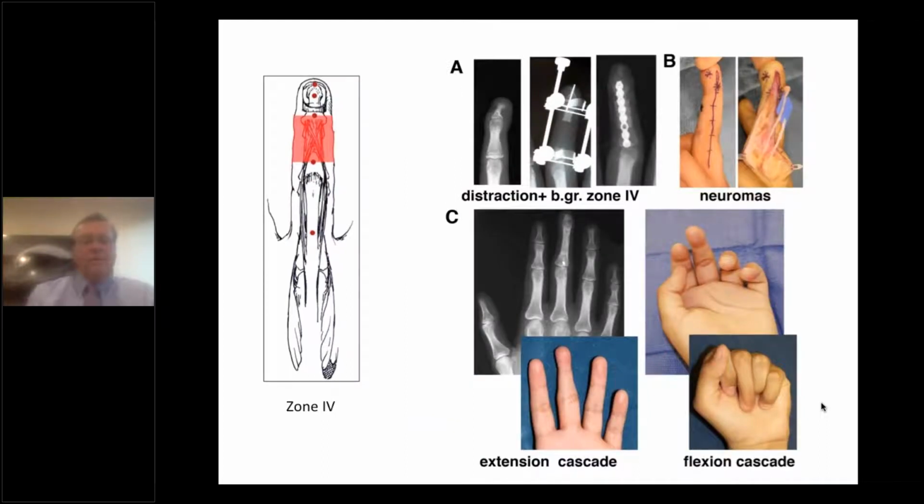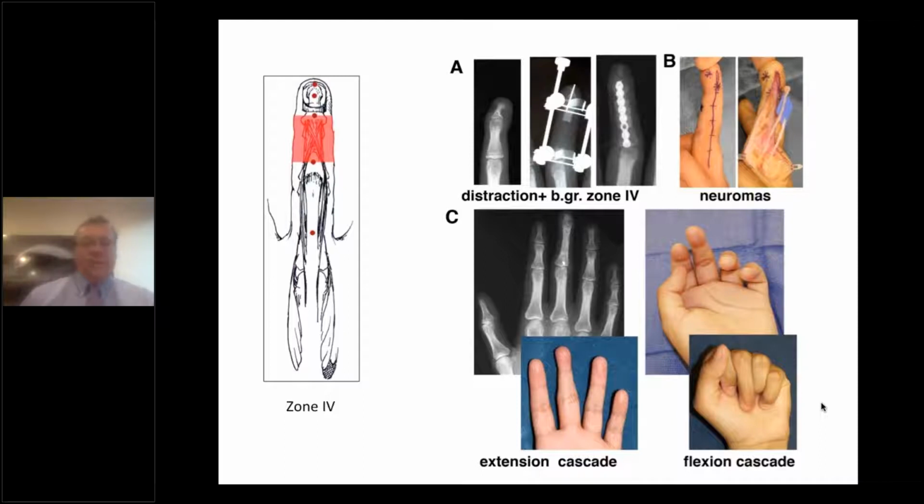Here's a very unusual case. This is a teenage girl. Those of you who have teenage girls know how self-conscious they can be. She had lost her long finger at the middle phalangeal level. In our book, we classify this as zone 4.